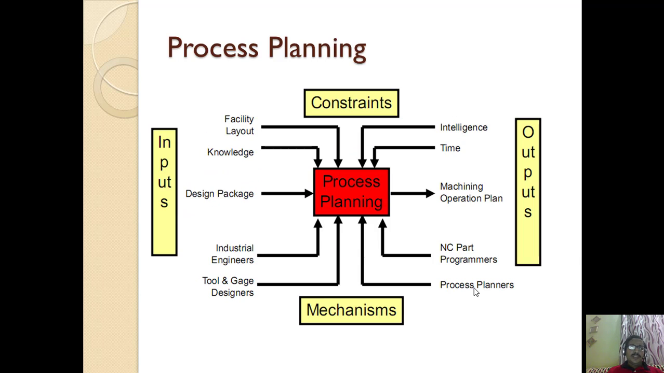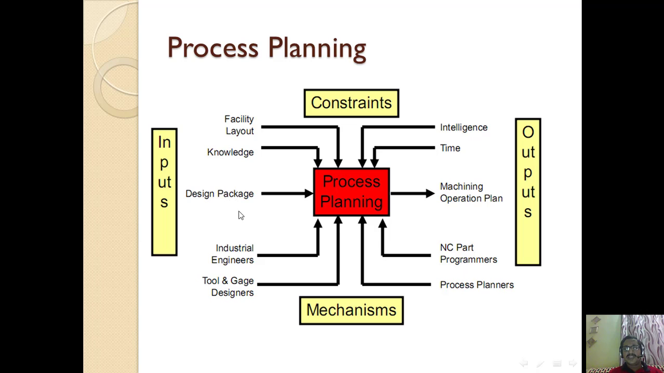So what are the activities of process planning? You see that there are some inputs in the process plan, and there is some output of the process plan, and there are some mechanisms in the process plan. There are also some constraints in a particular manufacturing or production system. So in a particular process planning, what are these inputs?